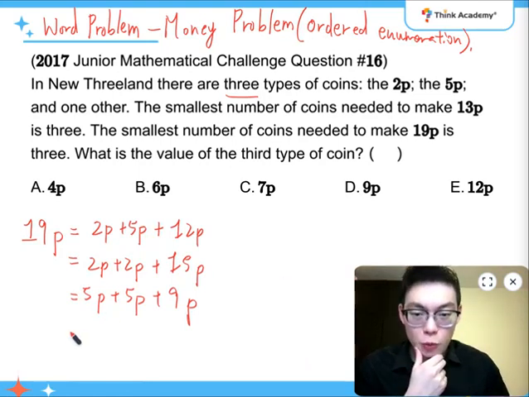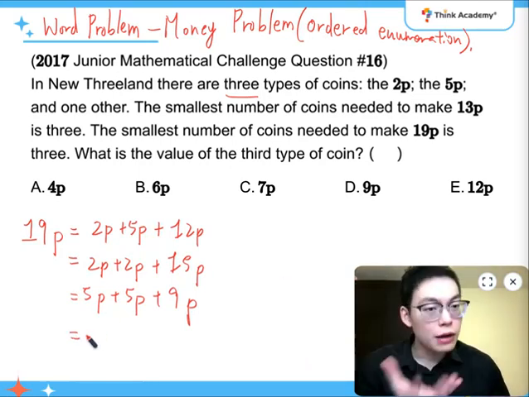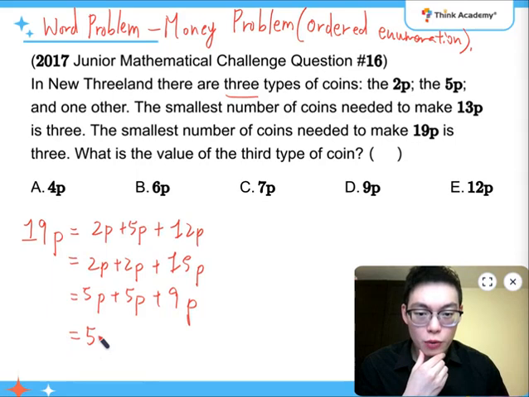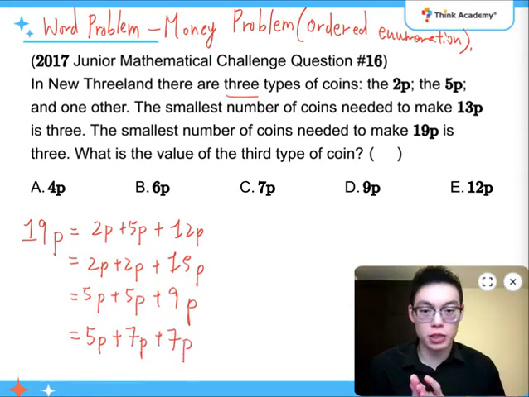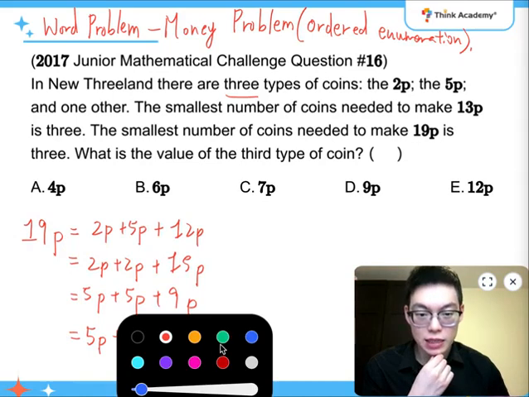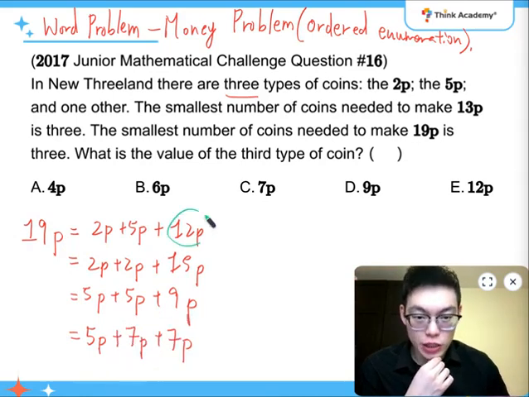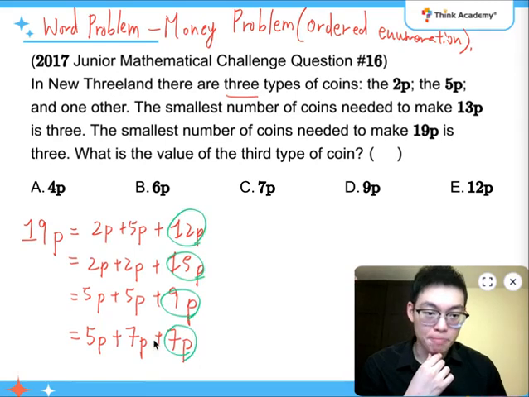Such that it would be, well, it has to be 5p for the remaining one because it is an odd number. 19 is an odd number. So it means that I'm using 2 7s and a 5. All right, so these are all the possibilities, which means that the values of the new coins can be 12, 15, 9, or 7. Now we just need to know which one of them it is.